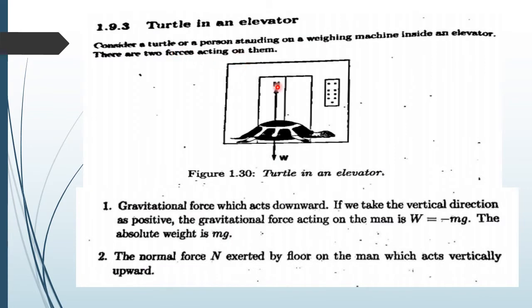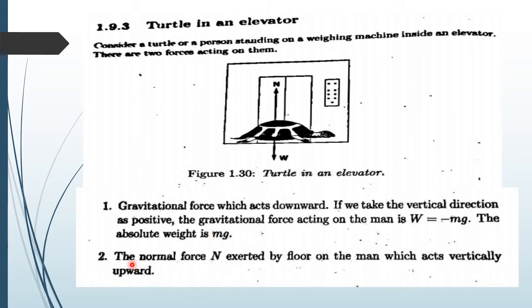Now consider a turtle or simply a person standing on a weighing machine inside an elevator. There are two forces acting on them. The first one is the gravitational force, which acts downward. If we take the vertical direction as positive, the gravitational force acting on the man is W, which is called the weight of the body. W is equal to minus mg, which is acting downward. The absolute weight is mg, which is the positive absolute value.